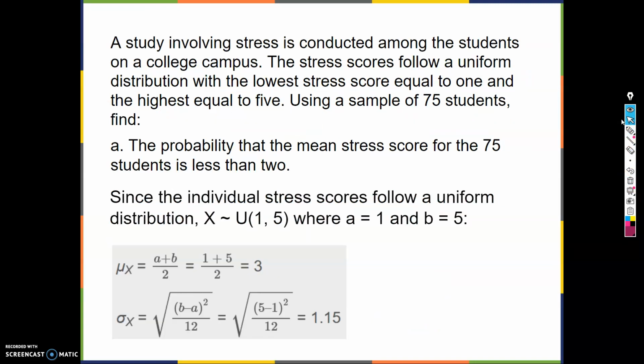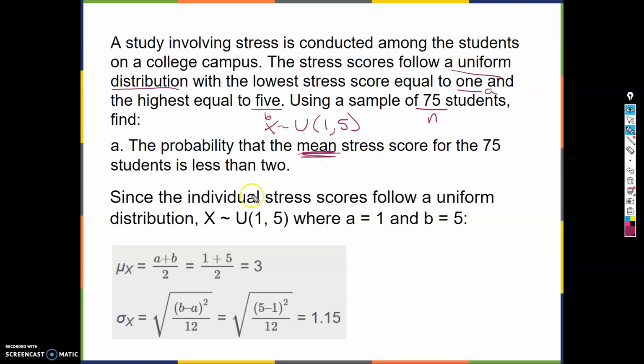So let's see an example. A study involving stress is conducted among the students on a college campus. The stress scores follow a uniform distribution. So we have to think back now to all of our uniform distribution stuff. With the lowest stress score equal to 1, okay, so that's our A, and the highest equal to 5, so there's our B. So this distribution looks like 1, 5. Using a sample of 75 students, that's an n, find the probability that the mean stress score for the 75 students is less than 2.